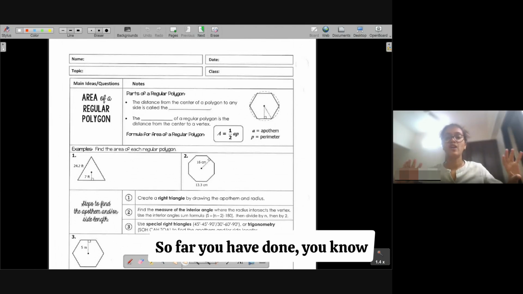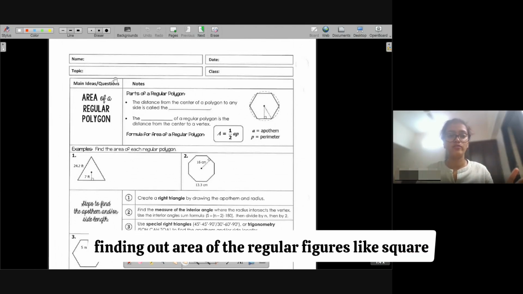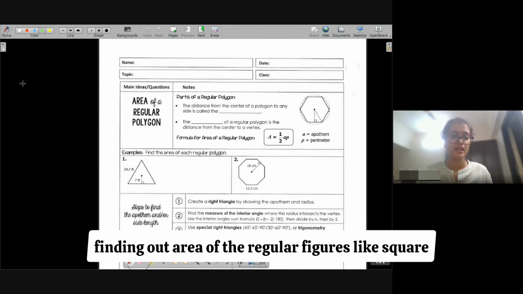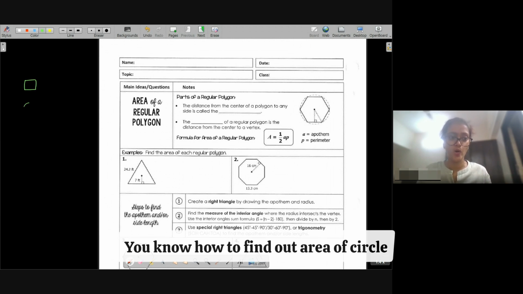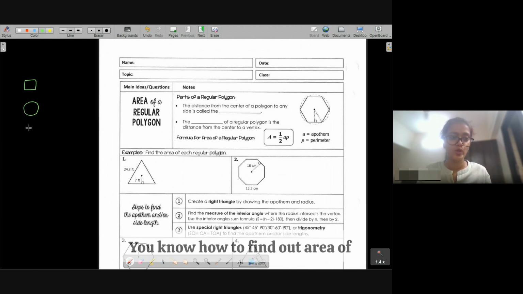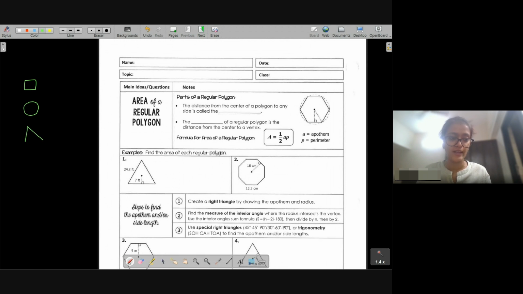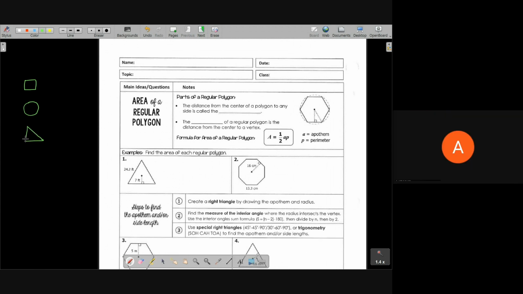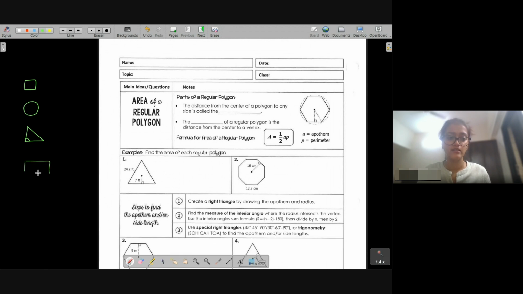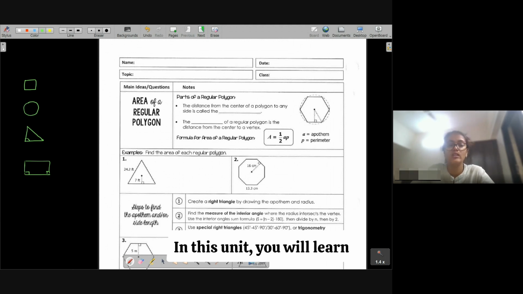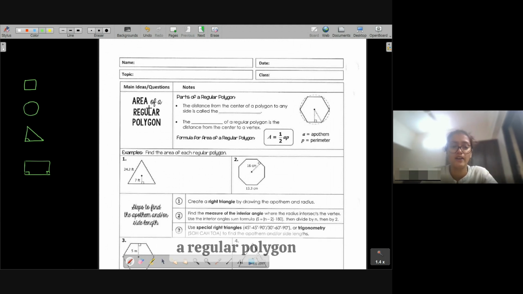So far, you have done finding out the area of regular figures like a square. You can find out the area of a square. You know how to find out the area of a circle. You know how to find out the area of a right triangle. And you know how to find out the area of a rectangle. Now, in this unit, you will learn how to find out the area of, first, a regular polygon.